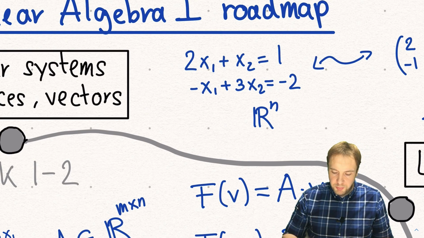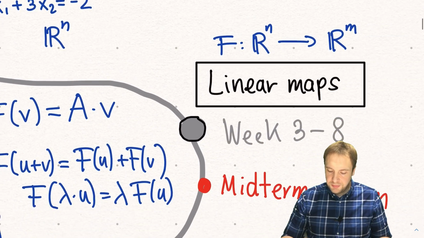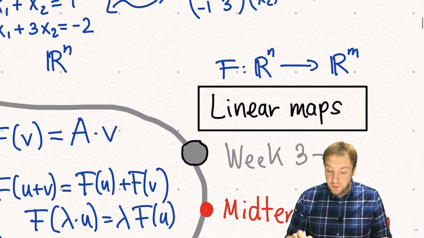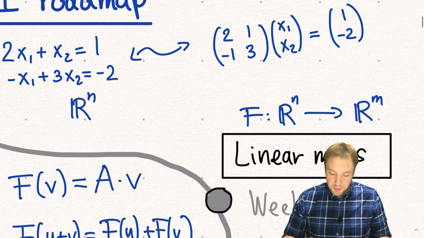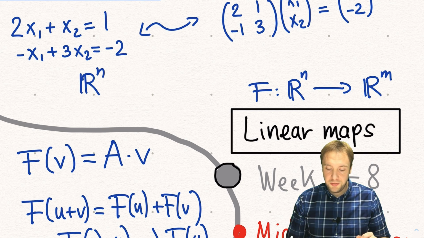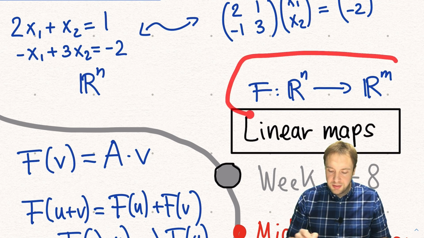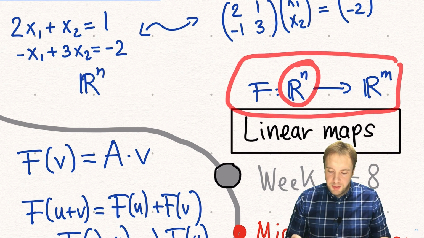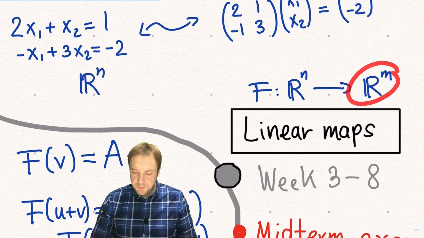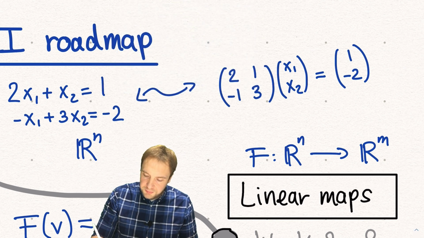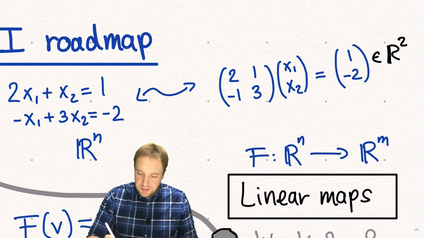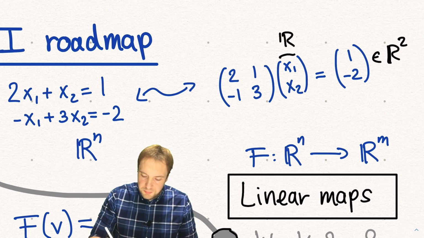So this we will do in the first 2 weeks, and then in weeks 3 to 8 we will talk about linear maps. One example of a linear map will be just the multiplication with a matrix. In general, a linear map will be something which maps from one Rn to Rm. So for example here, this vector with 2 entries is an element in R2. And this here is also an element in R2. And here, this is a matrix.